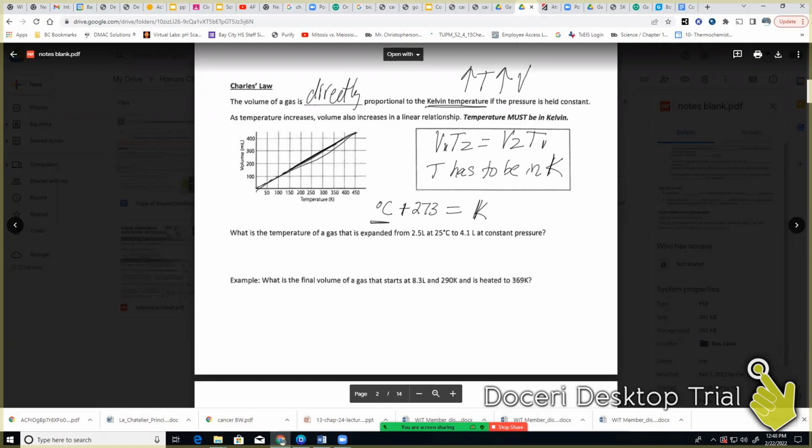Kelvin is the only one that doesn't have any negative temperatures. And so since we're looking at changes here, that's why we need to be in Kelvin. All right, so let's look at a couple of these.